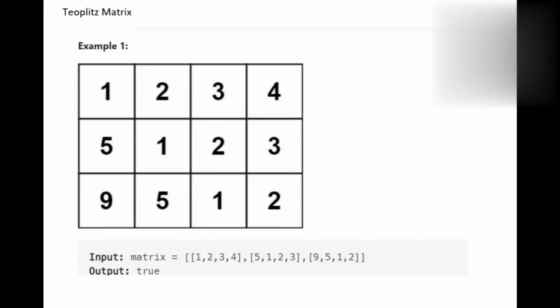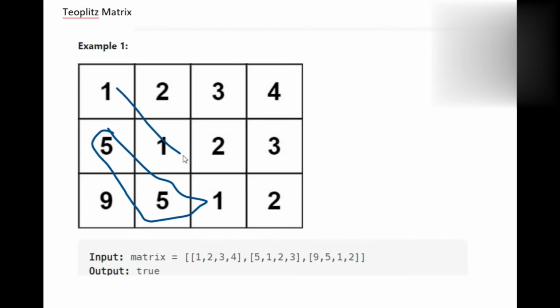In this video, we will see what a Toeplitz matrix is and what to do in this program. This is a matrix given to us, and a Toeplitz matrix is one in which all the diagonal elements are the same. Suppose this is a diagonal, so 5 and 5, the elements are the same.